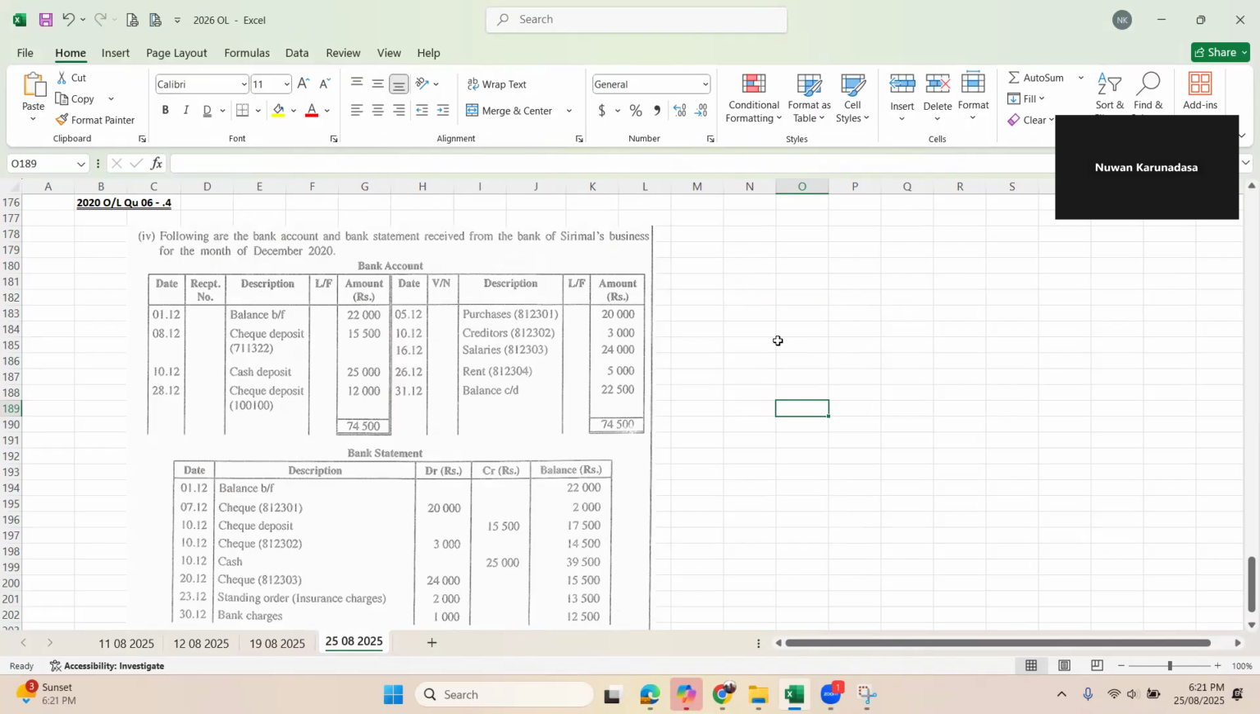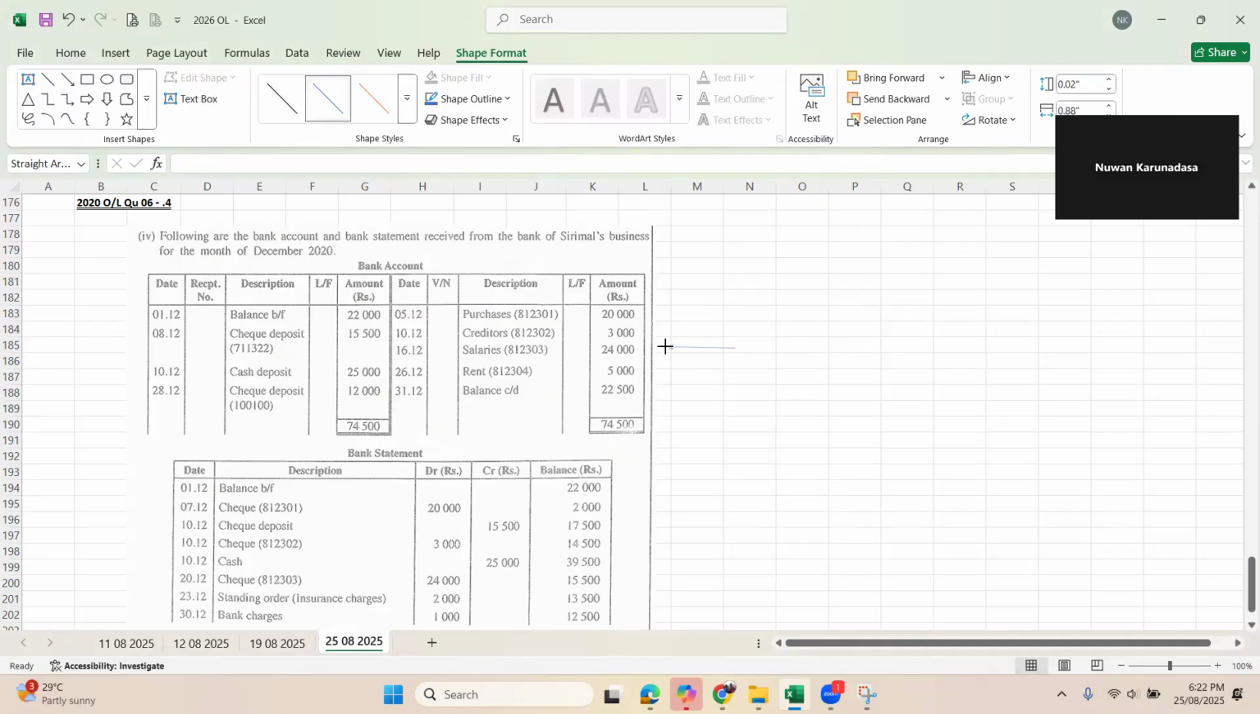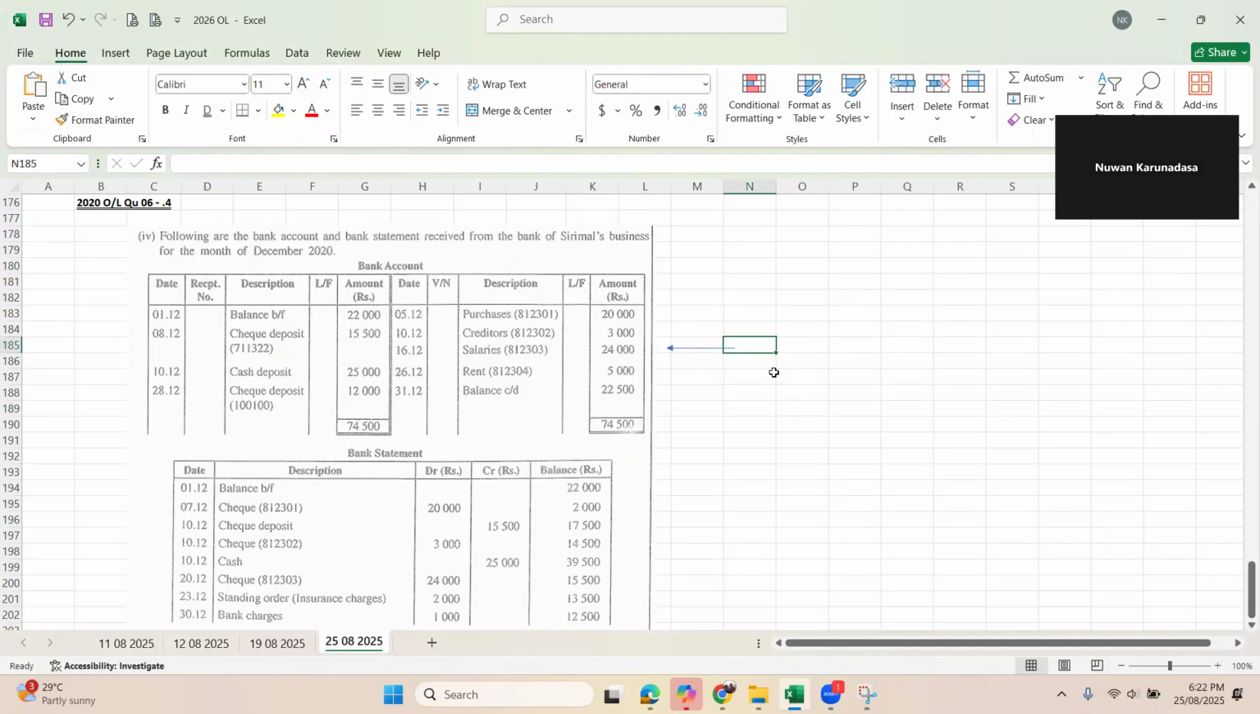Following are the bank account and the bank statement received from the Bank of the City Malls business for the month of December 2020. The first, what they have given is the bank account, which the business has prepared based on the asset principle. This is the bank account.